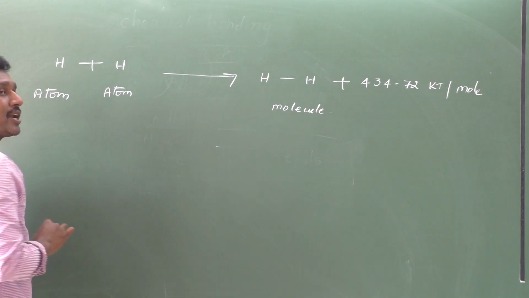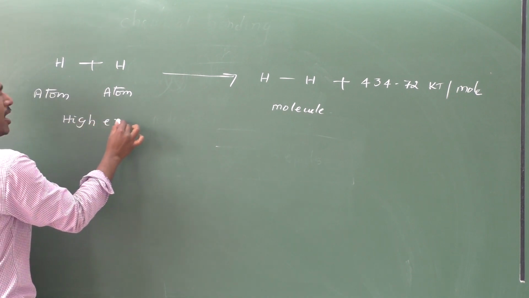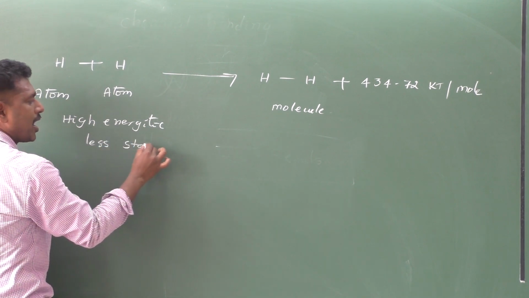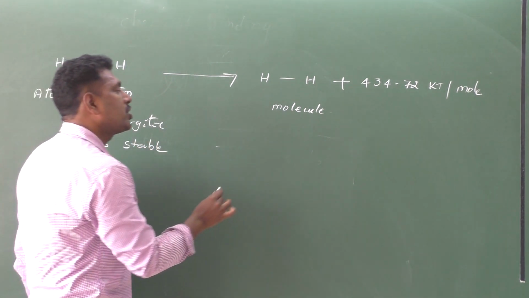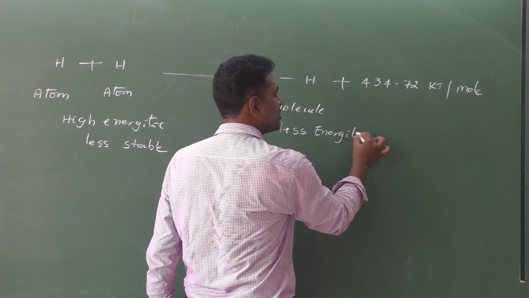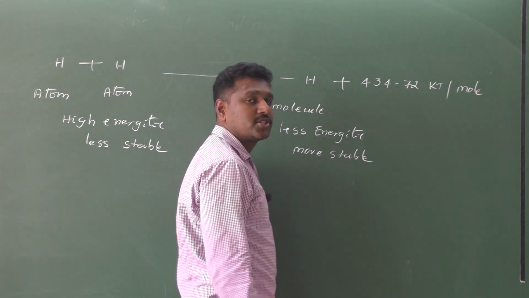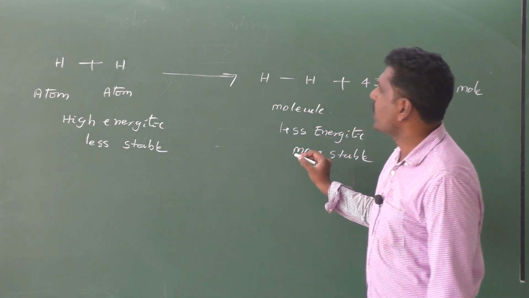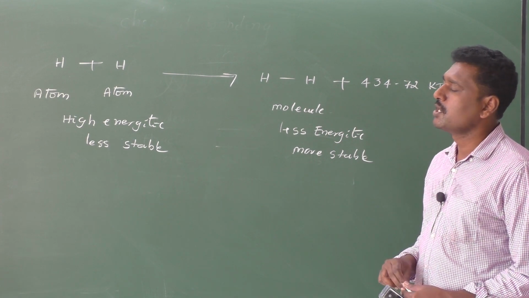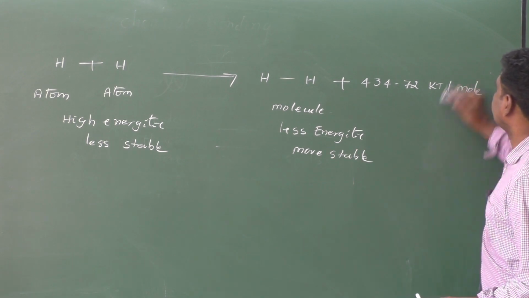Here atoms are high energetic and less stable. Molecules are less energetic, so these are less energetic and more stable. That's why atoms combine with each other and form the molecule. This is about the formation of chemical bond, that is the use of chemical bond.